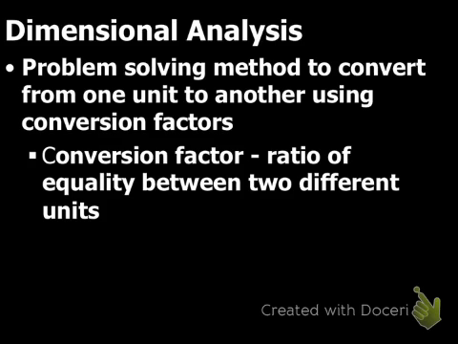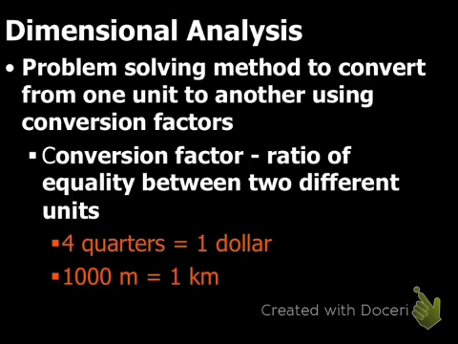When we use dimensional analysis, we use things called conversion factors, and these are ratios of equality between two different units. So they're also sometimes called equivalent statements because the two things are equal to each other. Some that you might know already are 4 quarters equals $1, 1,000 meters equals 1 kilometer, 100 centimeters is 1 meter, and 1 dozen equals 12 units. Those would all be conversion factors.